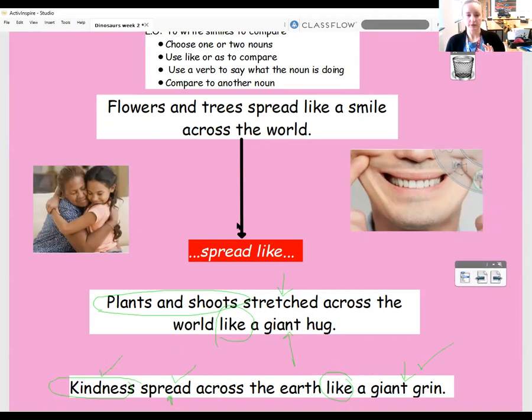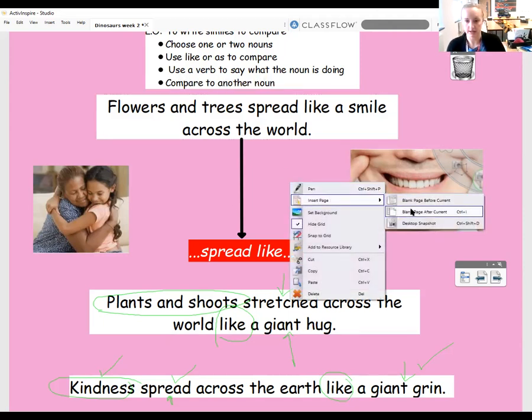So I'm going to pause this here and stop talking and giving you too many ideas, because I want you to have a go at home doing this. I want you to use this phrase that I've got from the text and see if you can write your own similes. See if you can do 3. I'm going to challenge you to 3 similes. Make sure you're choosing 1 or 2 nouns, using your verb, and using like to compare it to another noun.